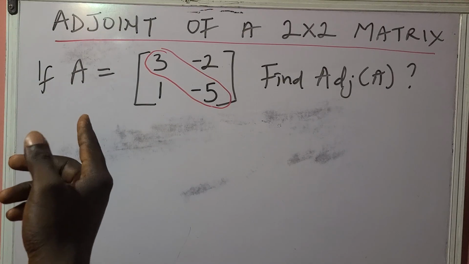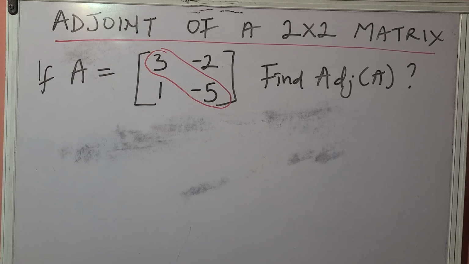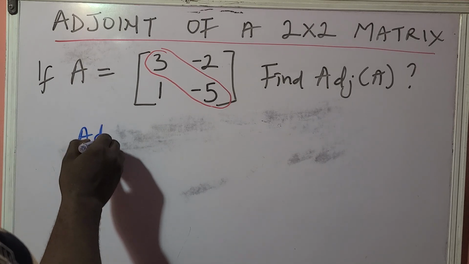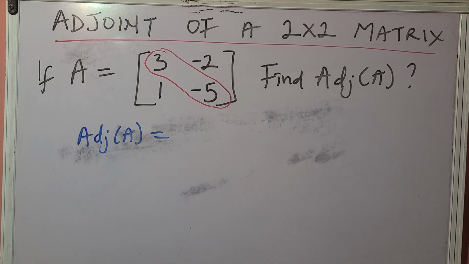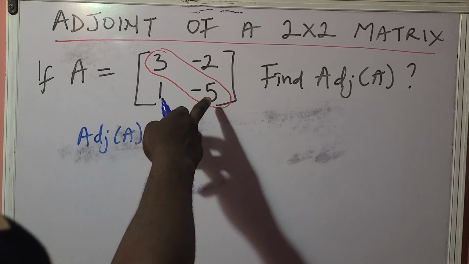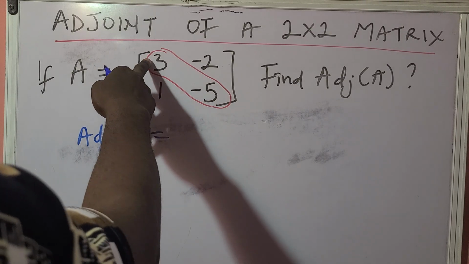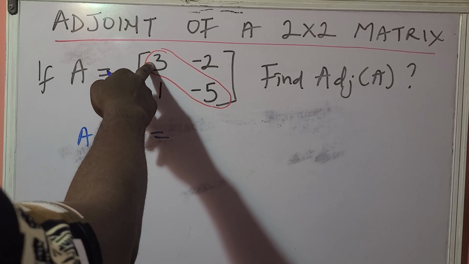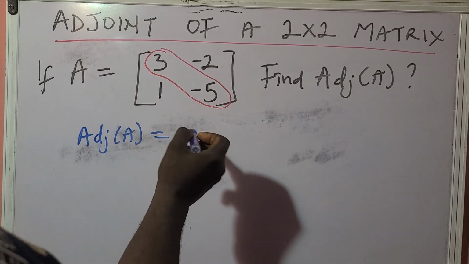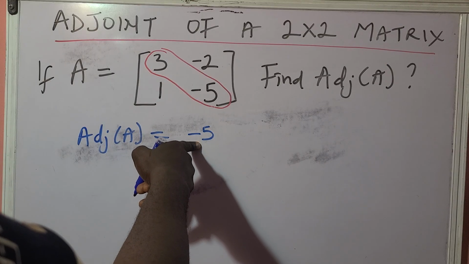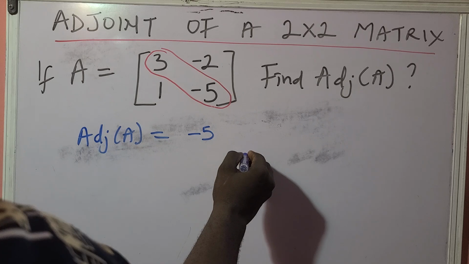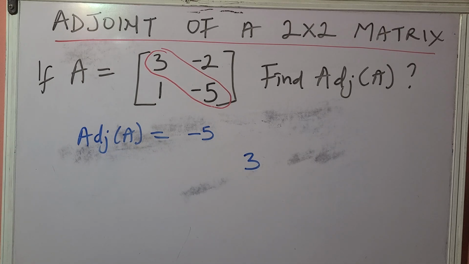So what you have to do to find the adjoint of a 2 by 2 matrix is to interchange the elements of the leading diagonal. So in a case like this, what you have to do is to bring -5 to the position of 3 and bring 3 to the position of -5. So you will be having -5 taking the position of 3 and 3 taking the position of -5.